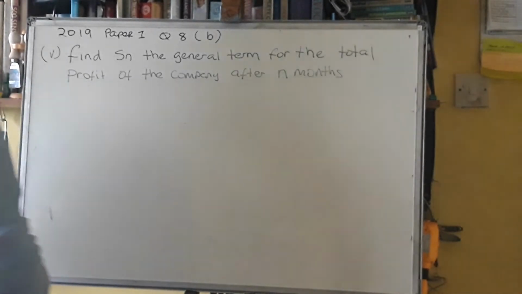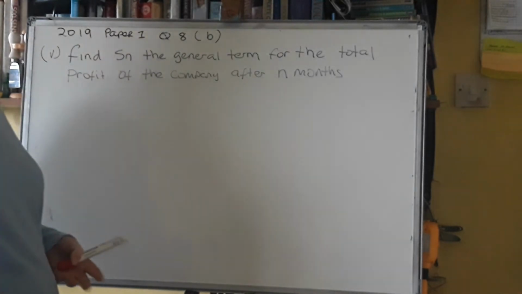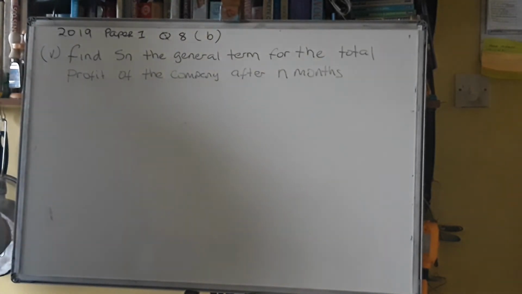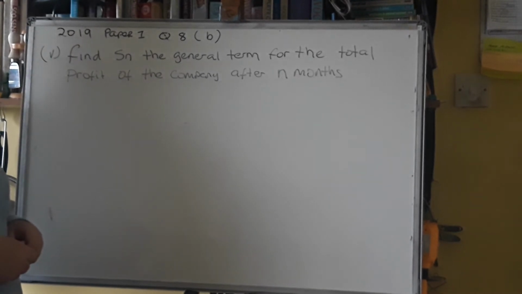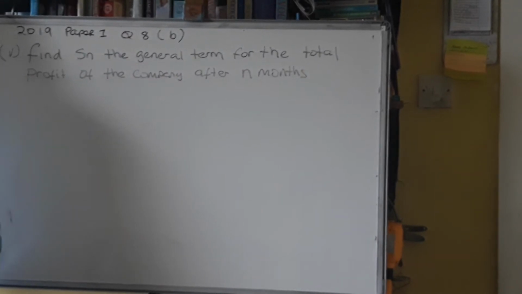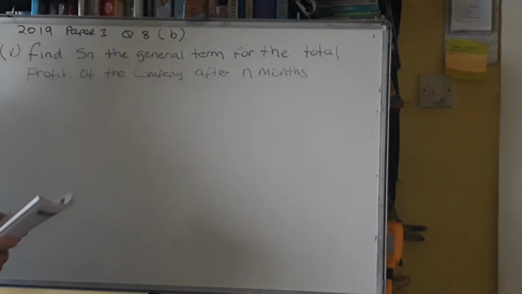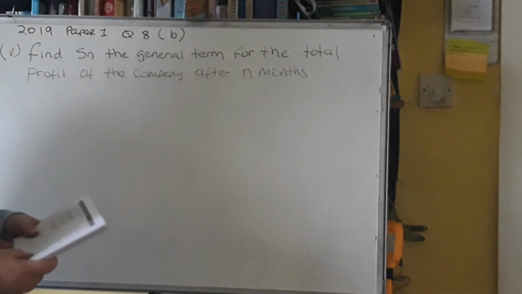Right, part 5. Find Sn, the general term for the total profit of the company after n months. N means any amount of months. Okay, so again, pause, have a go of it, and press play for the solution. Now, again, you go back to your maths tables. I've no Rosalie now to focus it in this time, so I have to do it myself. I turn on the light.